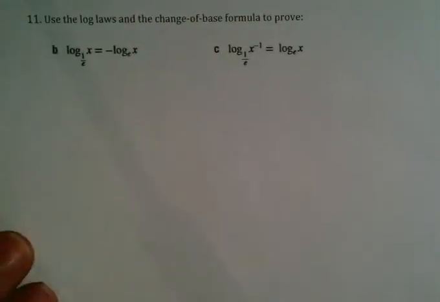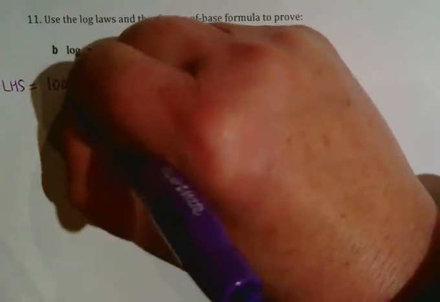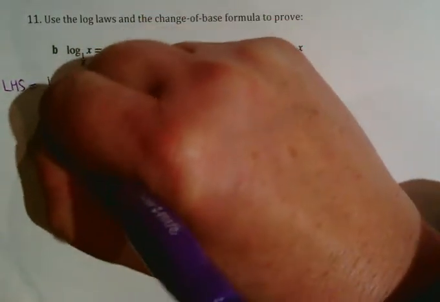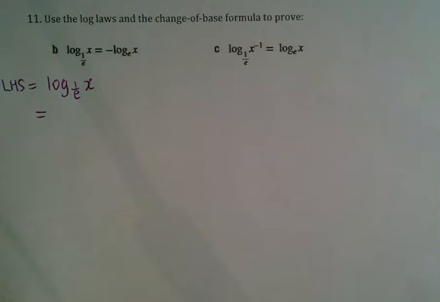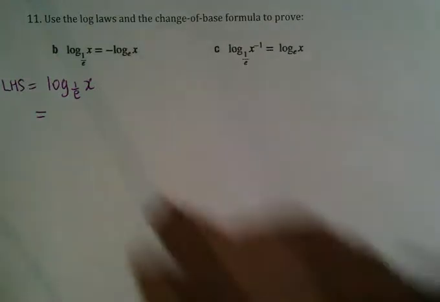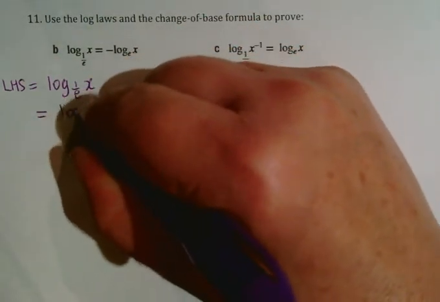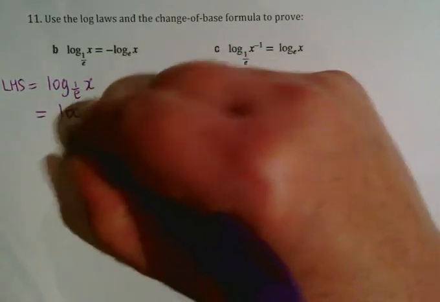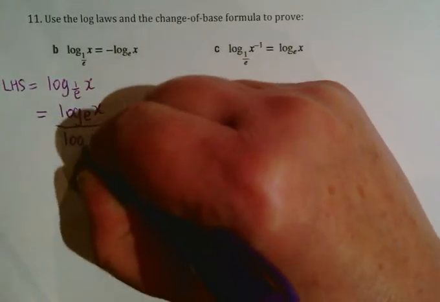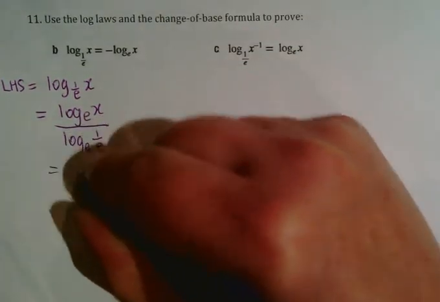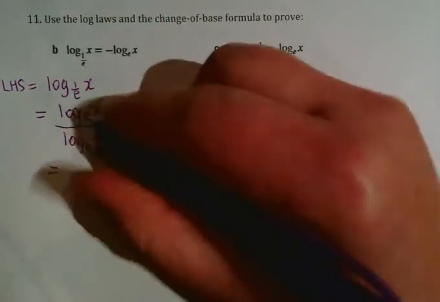Okay, now for some examples from question 11. It says to use the log laws and the change of base formula to prove this. Okay, so let's start with our left-hand side. Left-hand side is log to the base 1 on e of x. Now, the change of base, remember, what we'll do, we'll take them both to the base e. So that's log to the base e of x over log to the base e of 1 on e. Now, so we've applied change of base there.